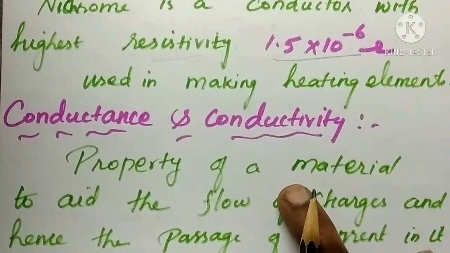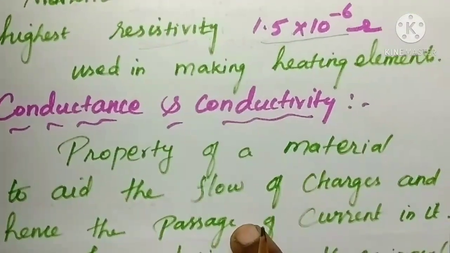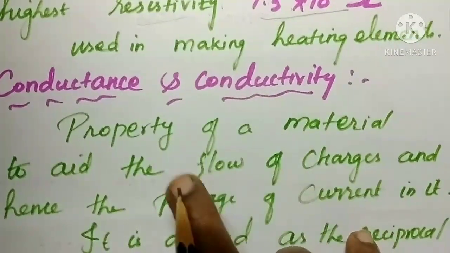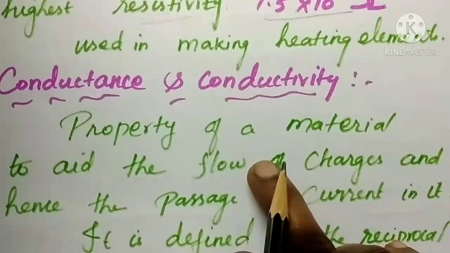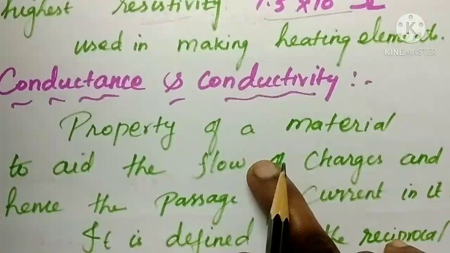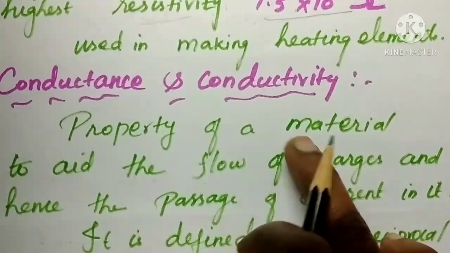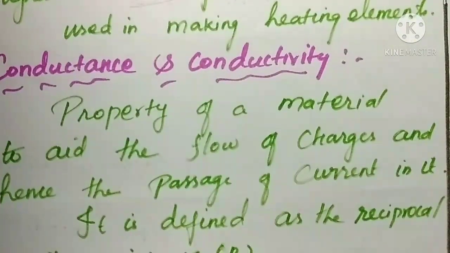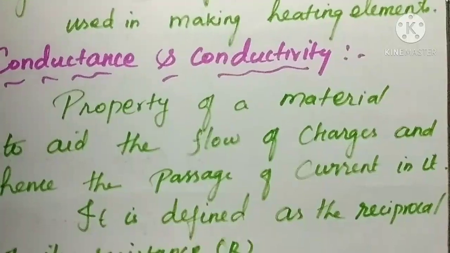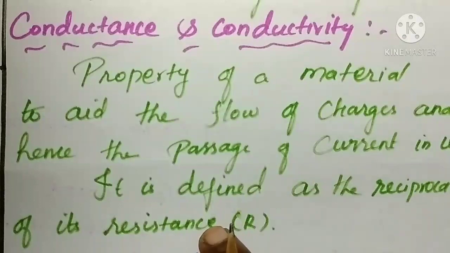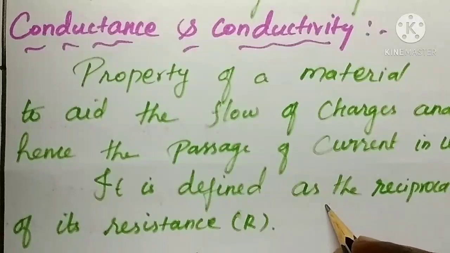Conductance is the property of a material to aid the flow of charges and hence the passage of current in it. The property of a material to allow the flow of charge easily, which takes place in that type of conductor, is called conductance. It is defined as the reciprocal of the resistance, just opposite to the resistance.